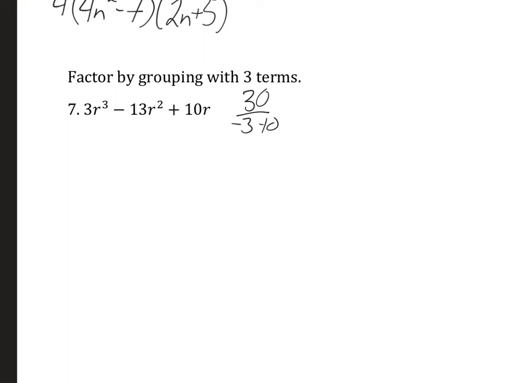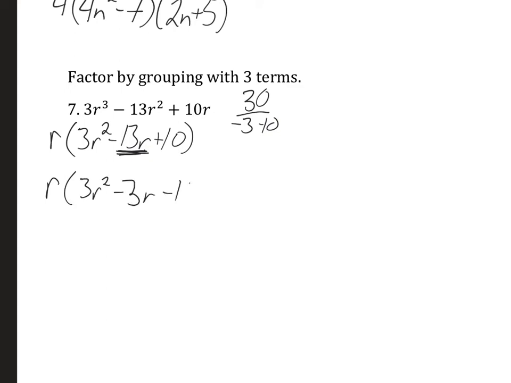Okay, so now, oh, I forgot one thing. We did have a GCF. We could pull out an R. So that leaves me with 3R squared minus 13R plus 10. Okay, there we go. Now we can split up my 13R into negative 3R and negative 10R. So we have R parentheses 3R squared minus 3R minus 10R plus 10. So now we can split it in half.